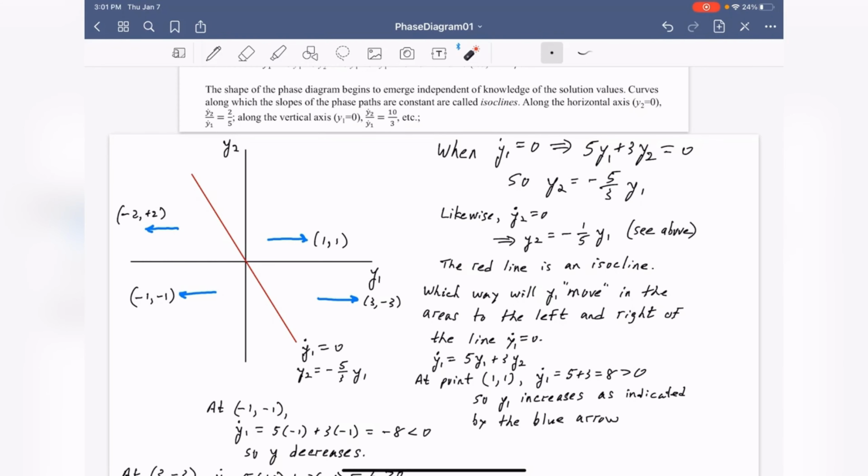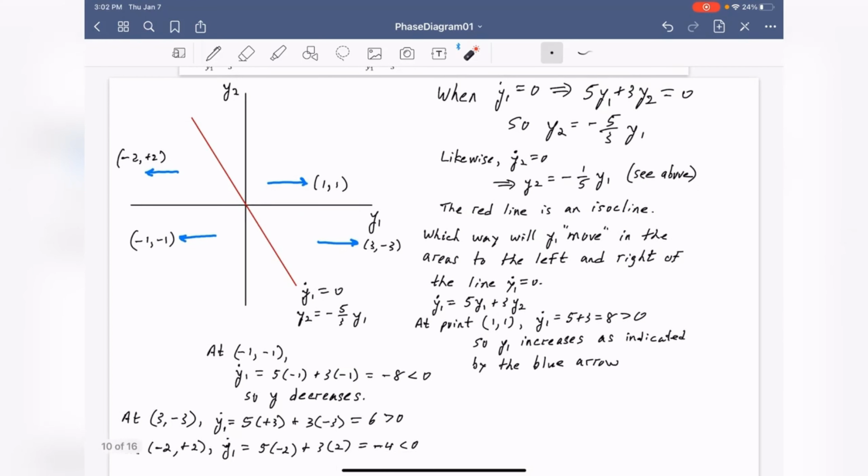Well, when we plug that in, y1 dot is equal to 5 times minus 1 plus 3 times minus 1, which is minus 8, which is less than 0. So as time increases, y1 decreases. So we can look at other points. We represent the decrease here by this arrow.